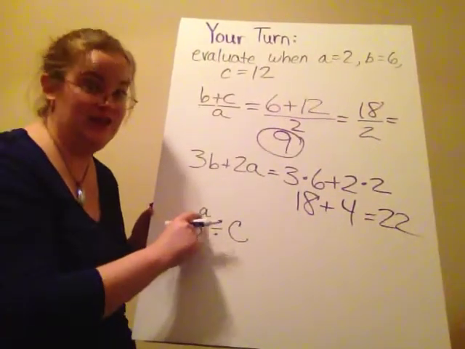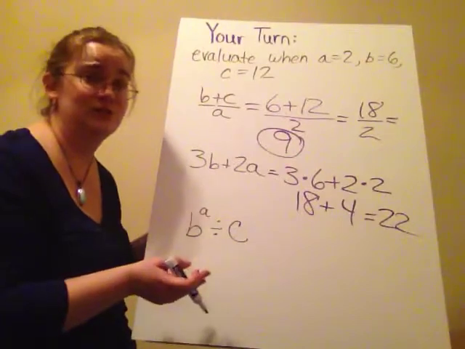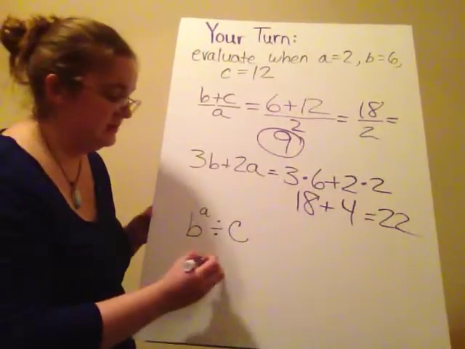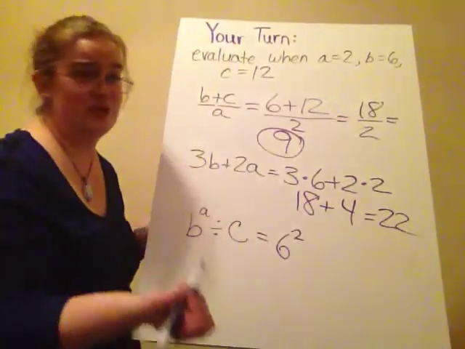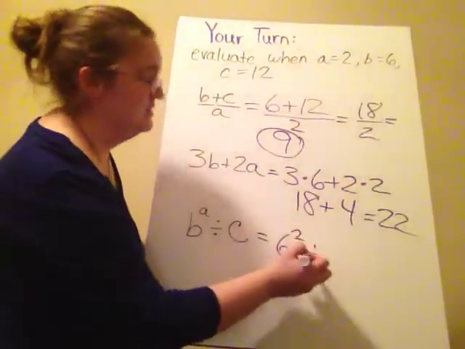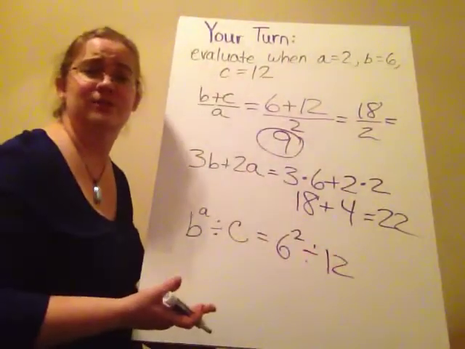B to the A divided by C. That makes it look really complicated, but again, all I'm going to do is substitute the numbers in. So B is 6. A is 2, so that's just 6 squared. You guys can do that. Divided by C, which is 12. Just a regular old order of operations problem.